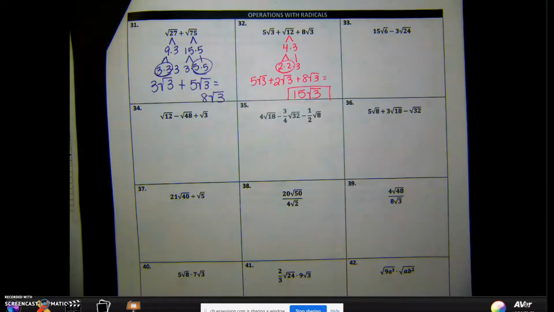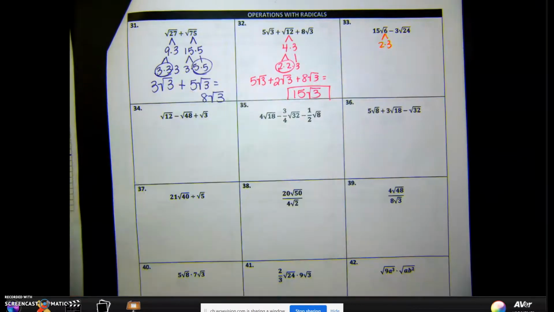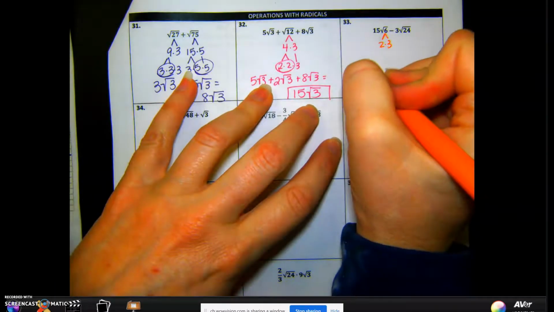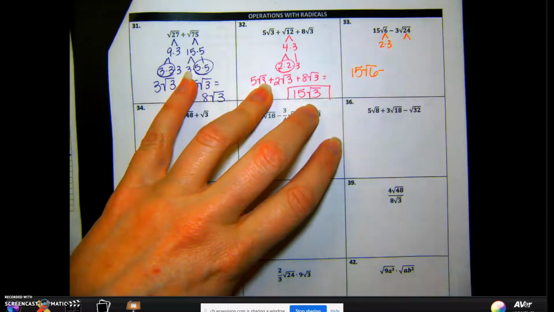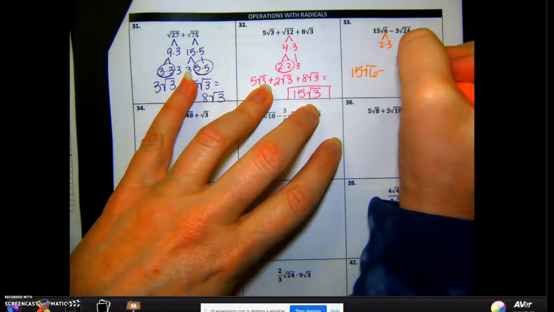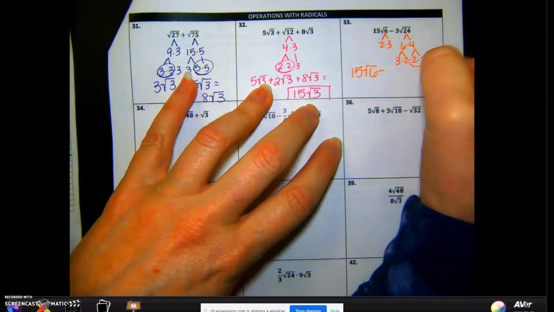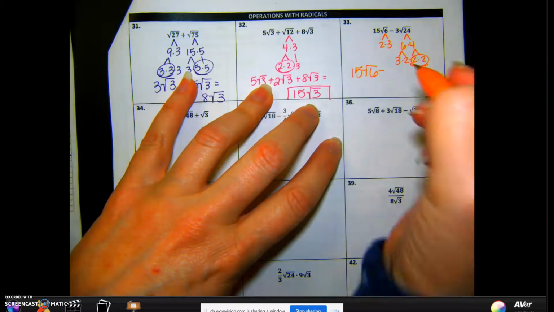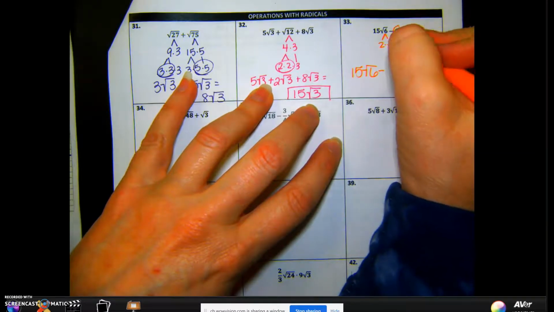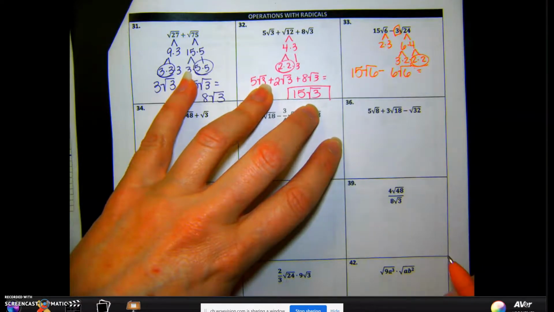One more. 6. What does 6 break down into? So do I have any pairs to take out? No. So that actually stays the same. 15 square roots of 3 minus. What does 24 break down into? 6 breaks down into? And then 4 breaks down into? I have a pair of? So what's on the outside? Oh, how'd you get 6? 3 times that 2 to give me 6. Very good. Square roots of? So what's 15 square roots of 6 minus 6 square roots of 6?